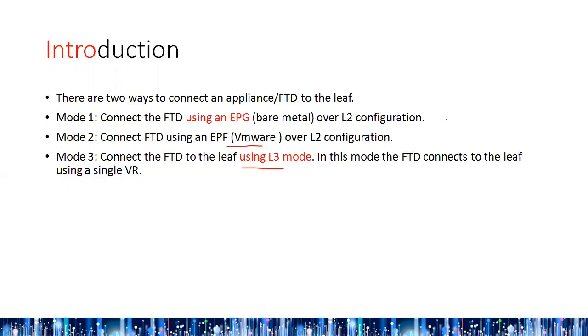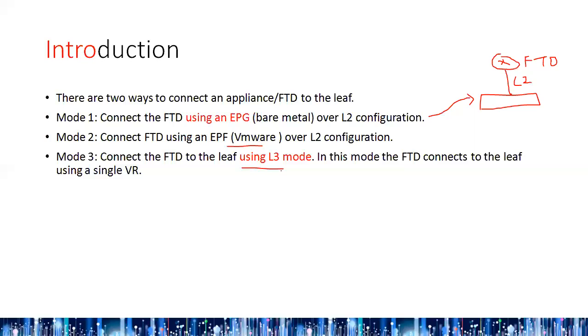When we say an EPG, a bare metal, in that case, this is the leaf, and this is a networking device. It can be a router or it can be a firewall that connects to the leaf using a layer 2 mechanism. That's what we are trying to refer to over here. This can be a Cisco FTD firewall. This can be a router as well.